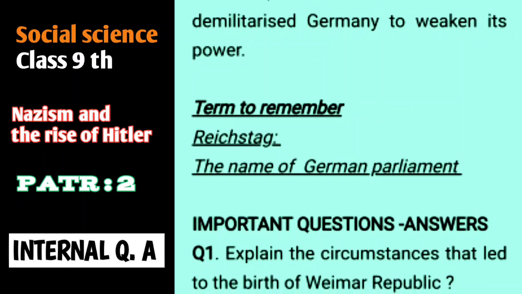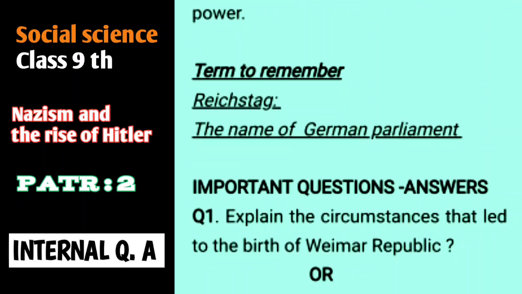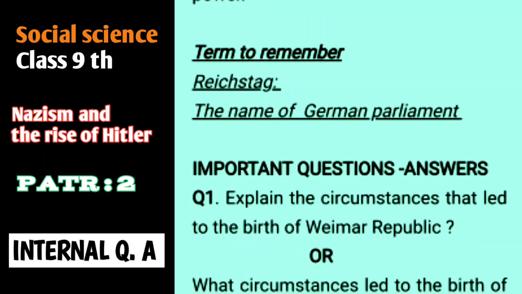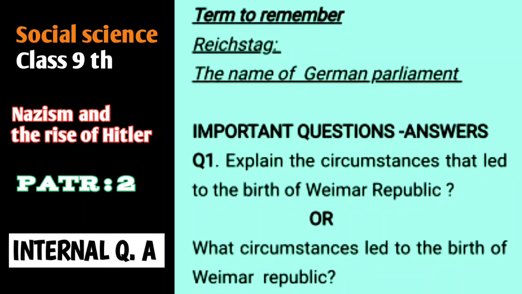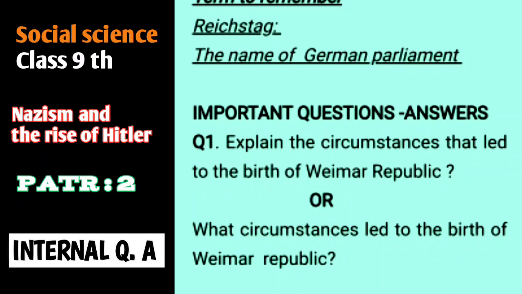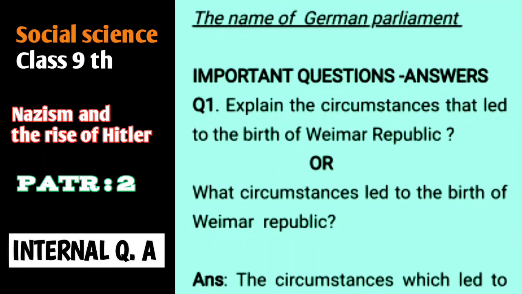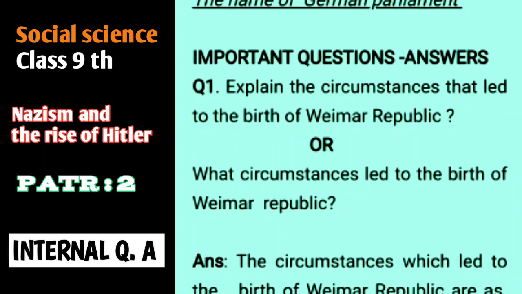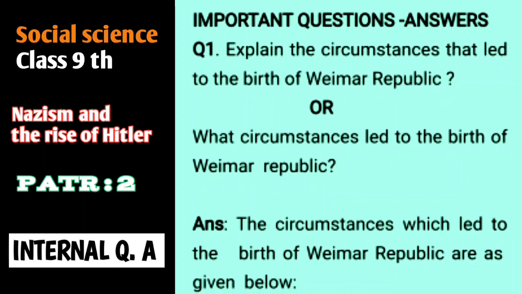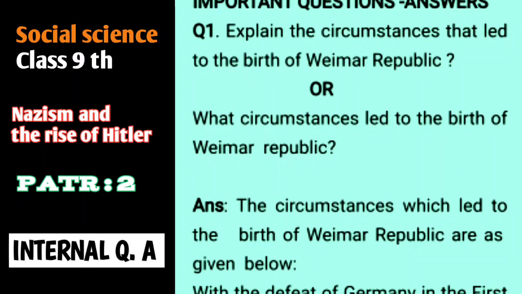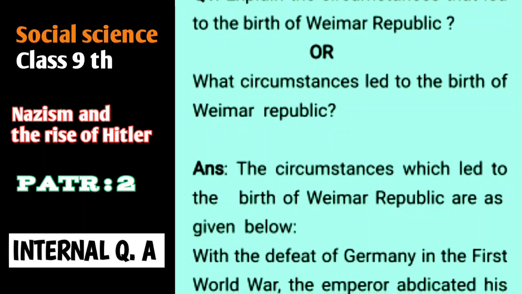One important term, my dear students, for you to remember here is Reichstag. It is the name of the German parliament. Some of the internal questions and answers are here. The first question is, explain the circumstances that led to the birth of Weimar Republic. The second mode may be, what circumstances led to the birth of Weimar Republic?